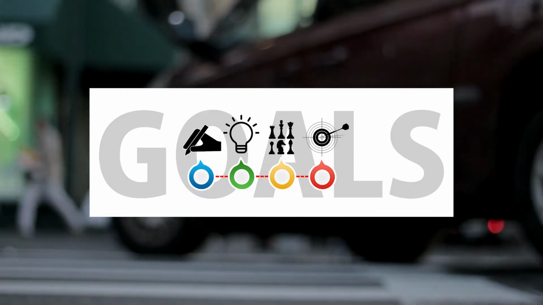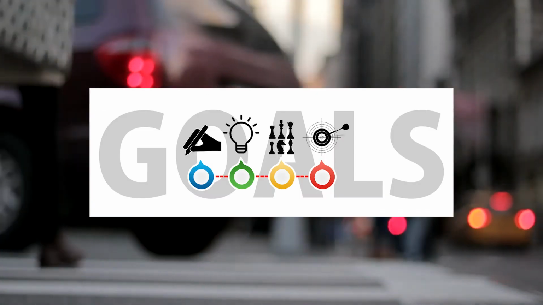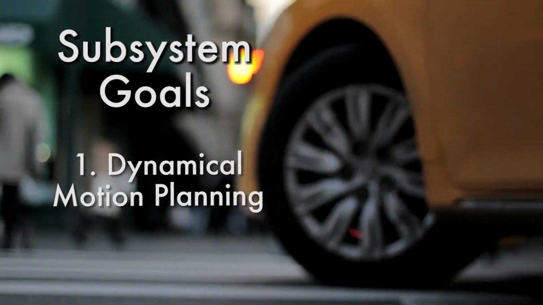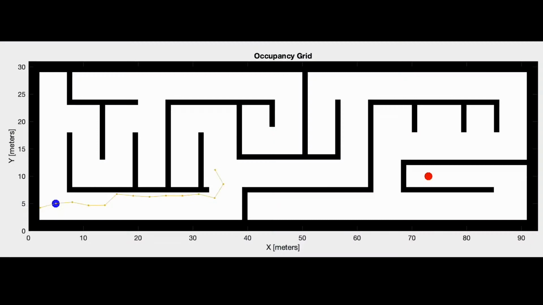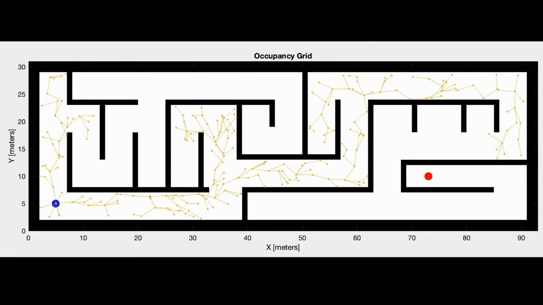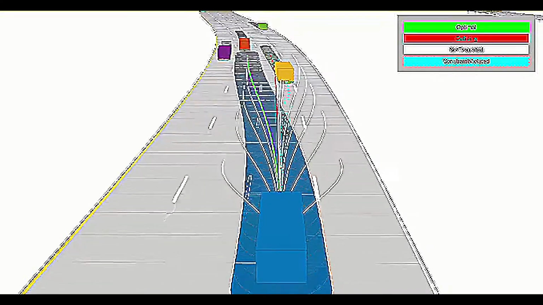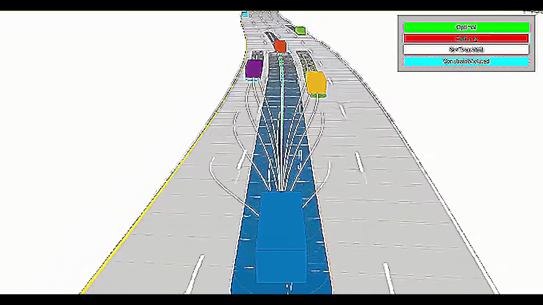As the motion planning subsystem of Sedrica, we have some future goals lined up. The first is dynamical motion planning. The current model assumes the environment at rest and plans the path on a static map. Achieving an optimal dynamic planner is our broader goal.